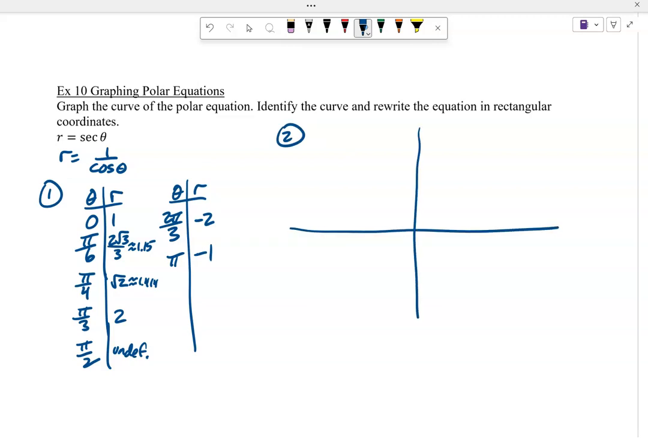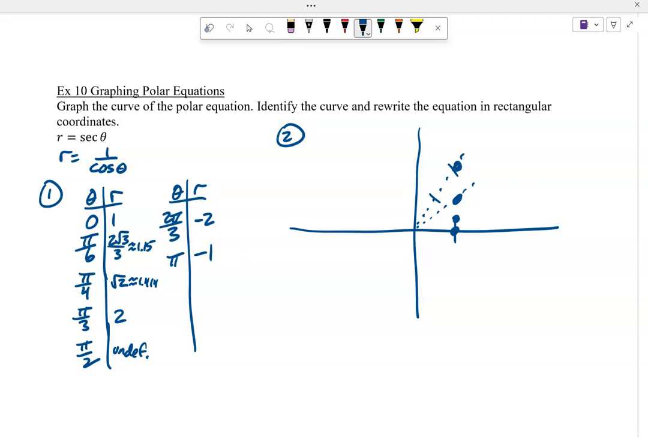r comma theta. So the first one, my r is 1, my theta is 0. I do not rotate, but I go out a distance of 1. Now the next one is pi 6. So my r is 2 root 3 over 3, or 1.15, and I'm rotating pi 6. So about right there. Now I'm rotating pi fourths, but I'm going out 1.414, so I'm about right there. And then pi thirds, and I'm going out 2, so I'm about right there.